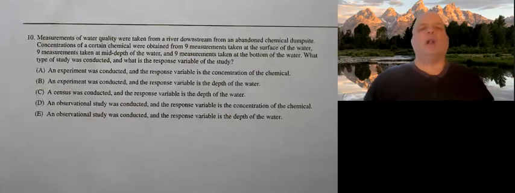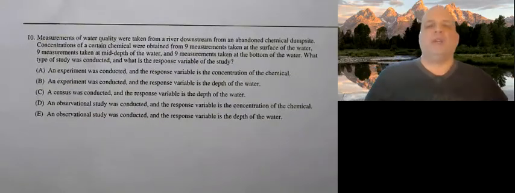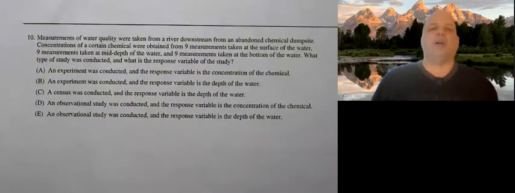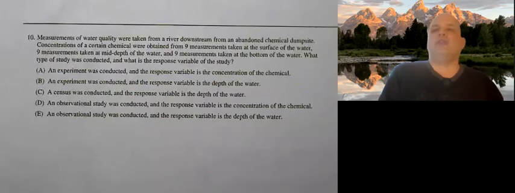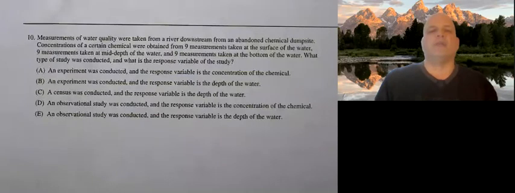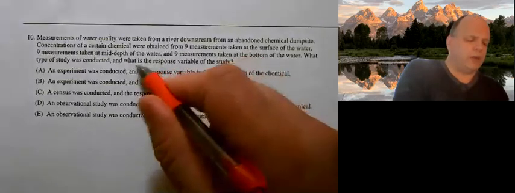Measurements of water quality were taken from a river downstream from an abandoned chemical dump site. Concentrations of a certain chemical were obtained from 9 measurements taken at the surface of the water, then 9 measurements taken at the mid depth of the water, and 9 measurements taken at the bottom of the water. What type of study was conducted, and what was the response variable?